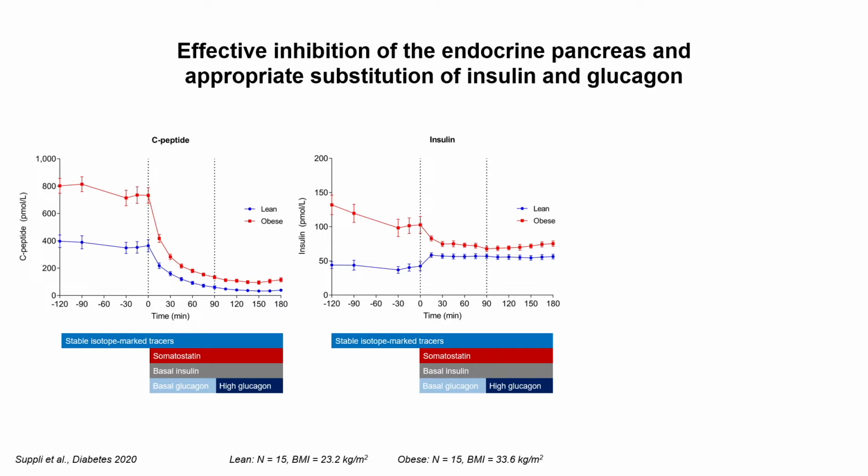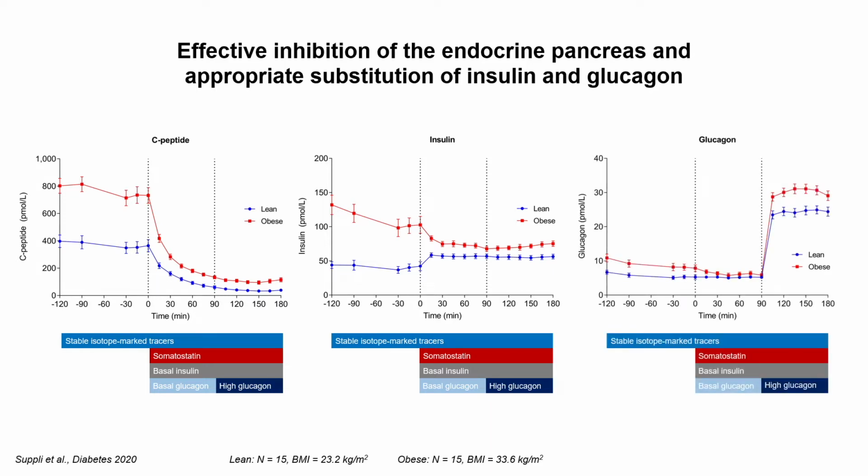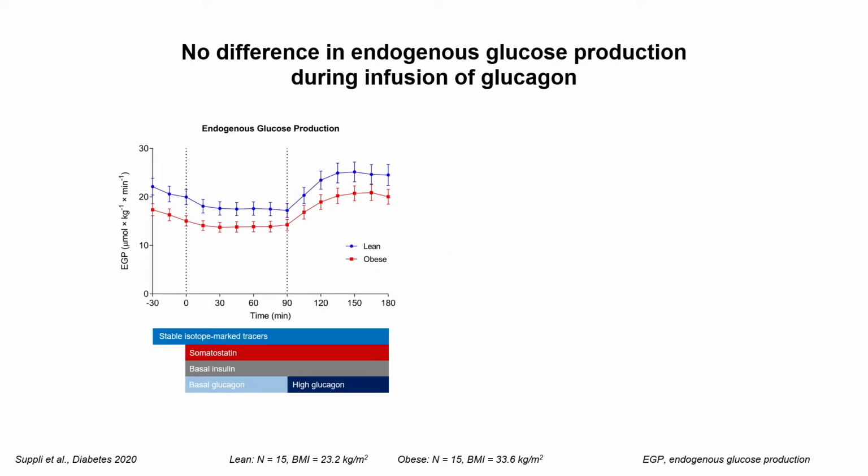Insulin concentrations were kept stable throughout the pancreatic clamp, again as we wanted them to be, and when we increased the infusion rate of glucagon, naturally the concentrations of glucagon increased. But I hope this convinces you that we are actually able to assess effects of high glucagon levels without any changes in insulin. So let's look at glucose production.